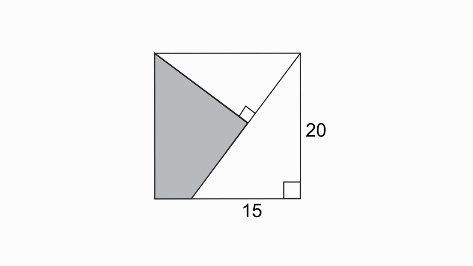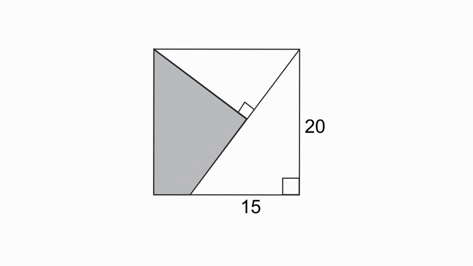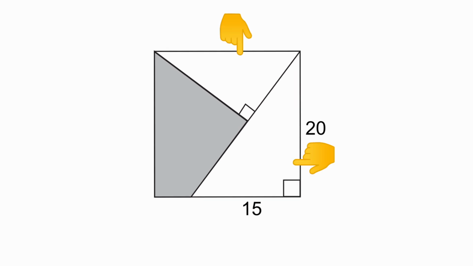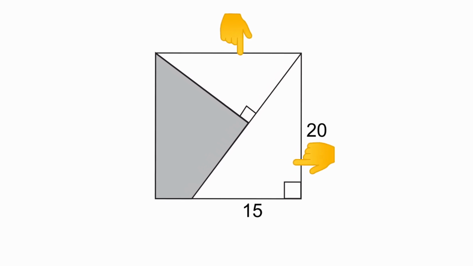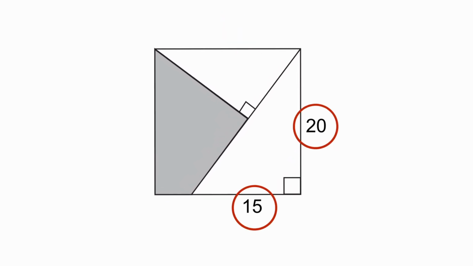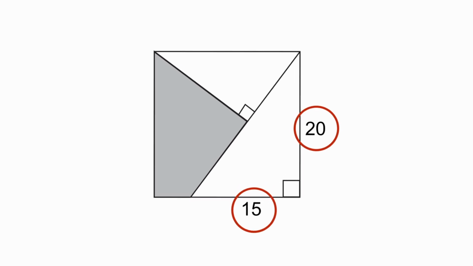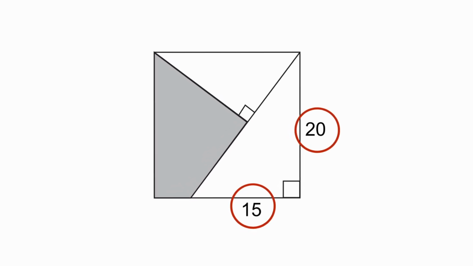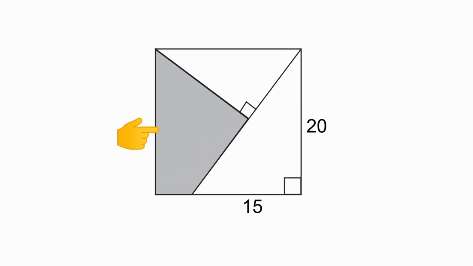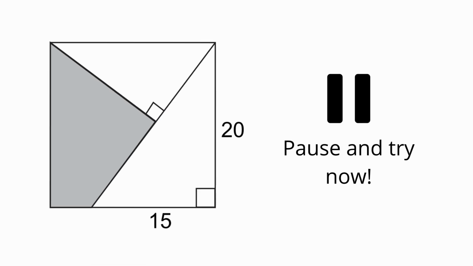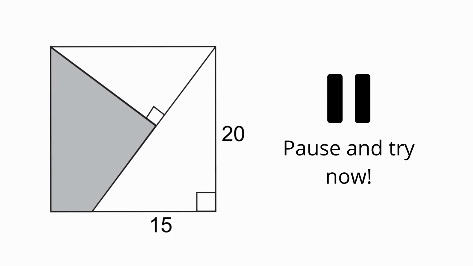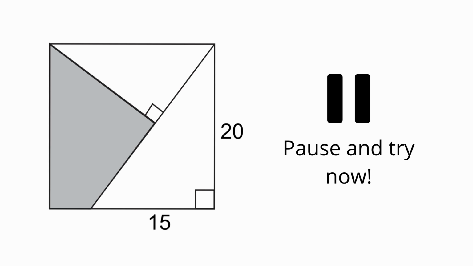Let's have a go at this geometry problem from the 2017 Senior Maths Challenge. Two right-angled triangles are drawn inside a square as shown. The lengths of the perpendicular edges of the larger triangle are 15 and 20. We are asked to find the shaded area. Pause the video now if you want to have a go by yourself before I present the solution.